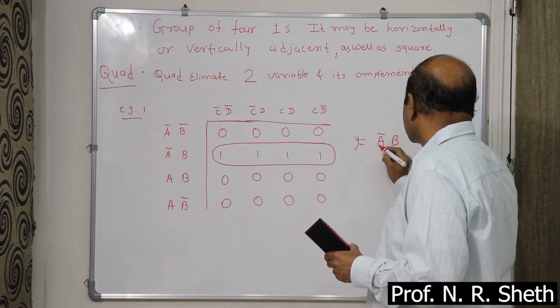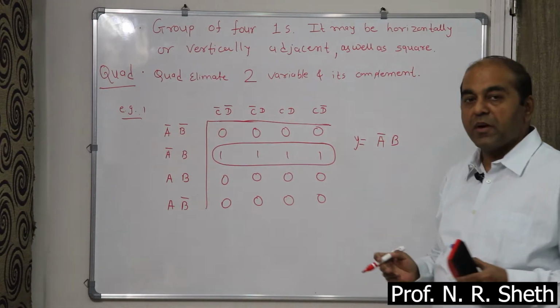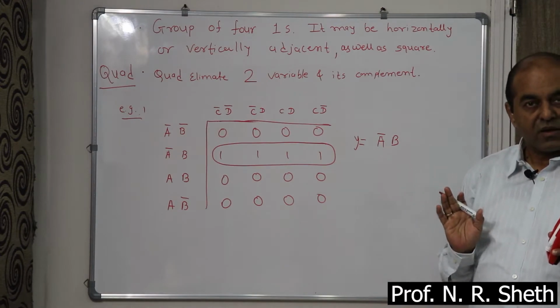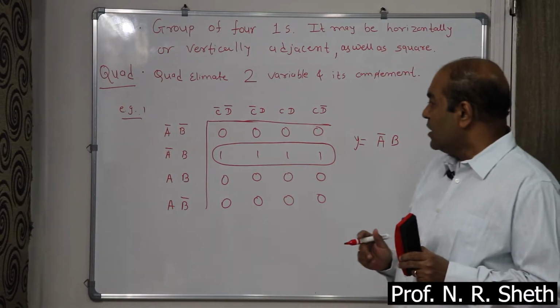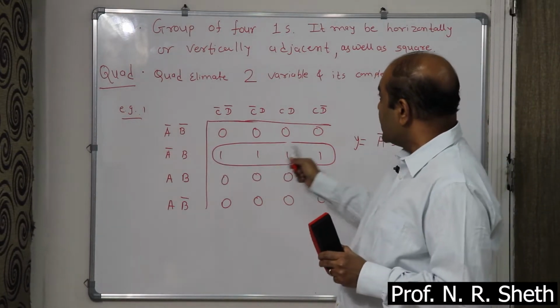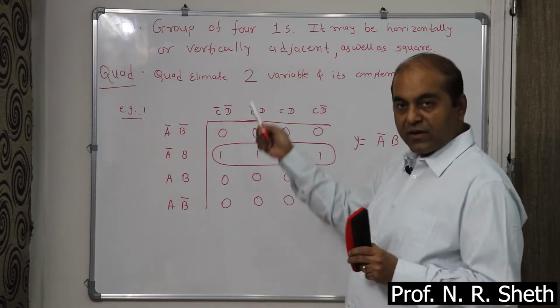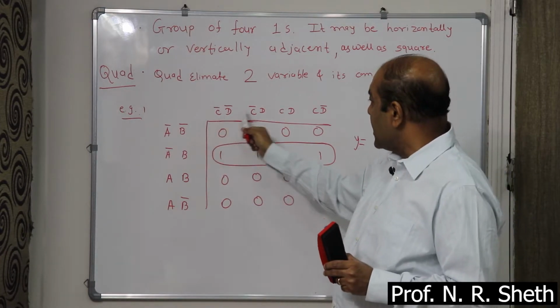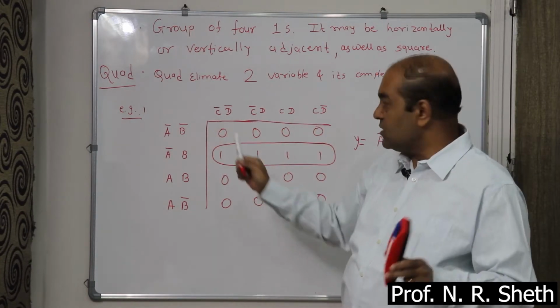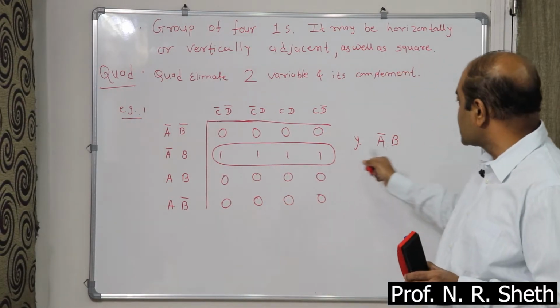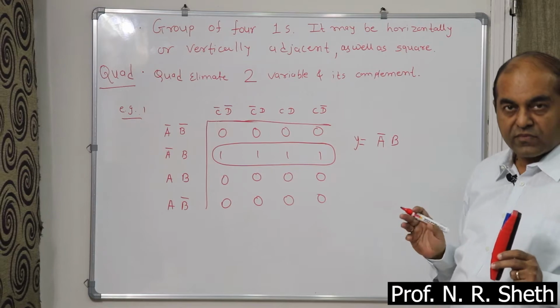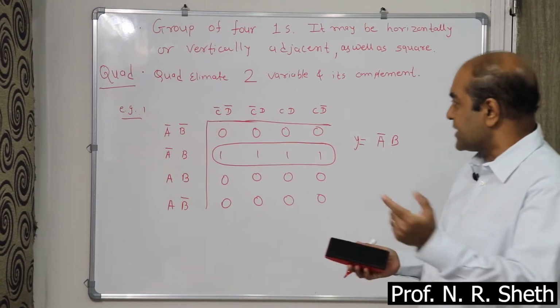That's it. Y is A bar B. Clear? Four ones in the horizontal manner. C bar, C, C cancel. D bar, D, D, D bar cancel. So your output Y equals only A bar B. That's all. Second example.